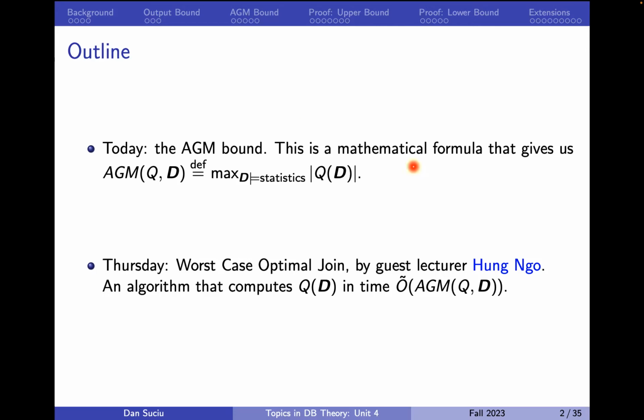And today we're going to discuss the AGM bound and its extensions and the techniques that go into the AGM bound, which are entropic inequalities.